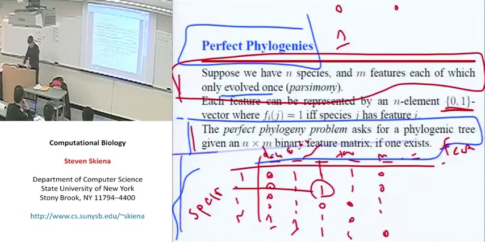Given one of these matrices, try to find the most evolutionarily efficient way to evolve these features. And that is what we mean by a parsimony-based approach. Parsimony is a word for what? Does anyone know what the word parsimony means?